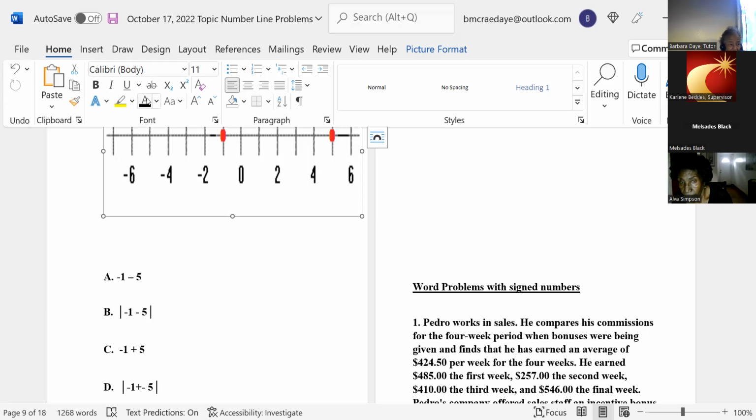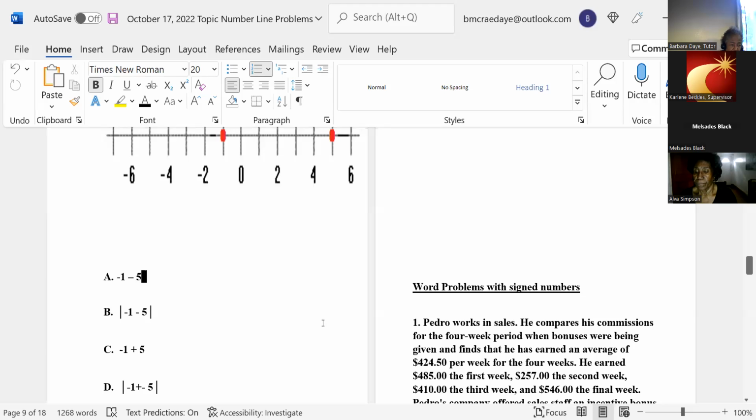What does that point represent right there, Alva? That red dot there, what does that represent? That's a -1, right? Yes. One of your points is -1, right? Now, what does this one represent, Mercedes? That's a 5. So now you've got your points: a -1 and a 5.